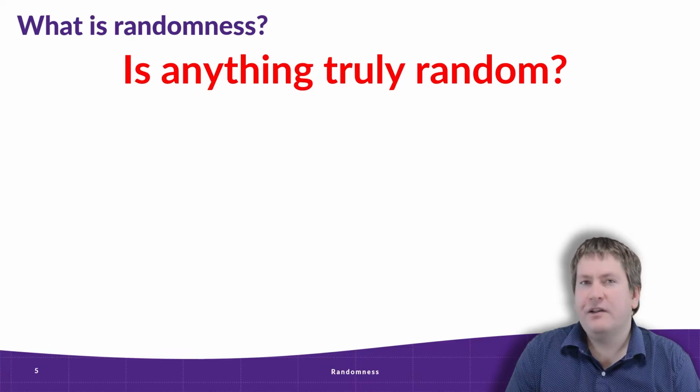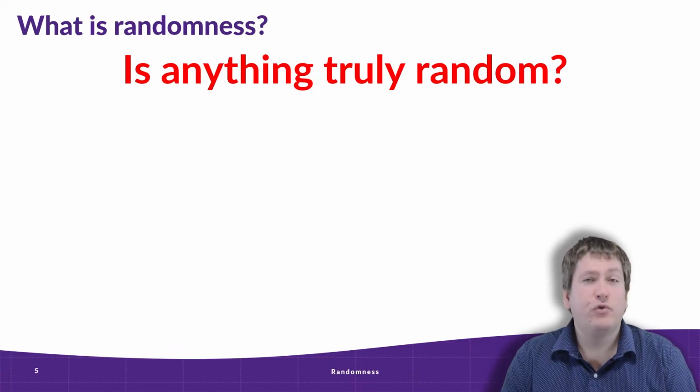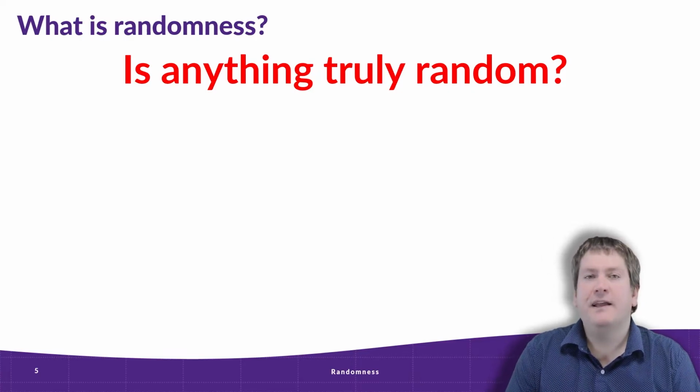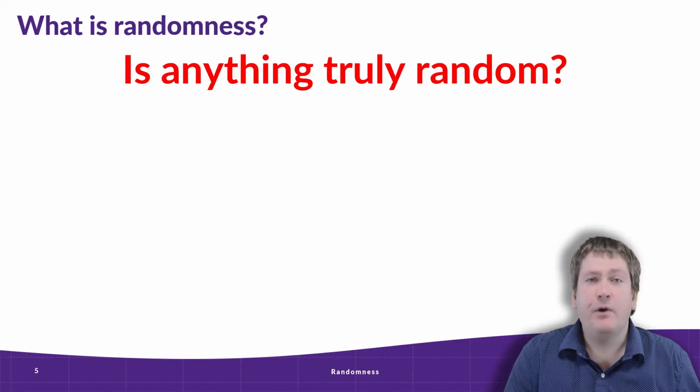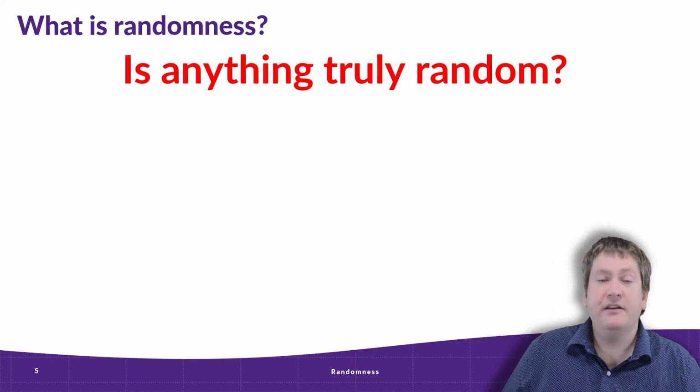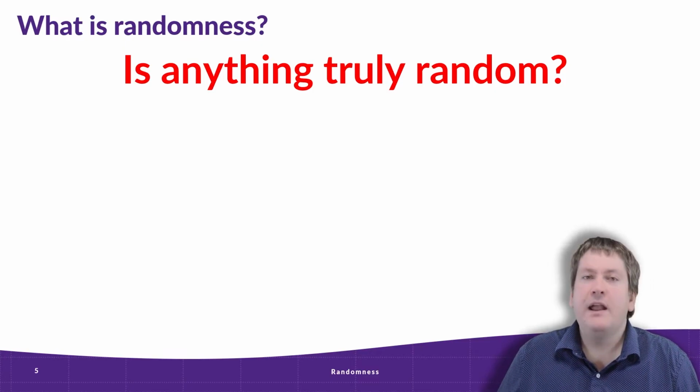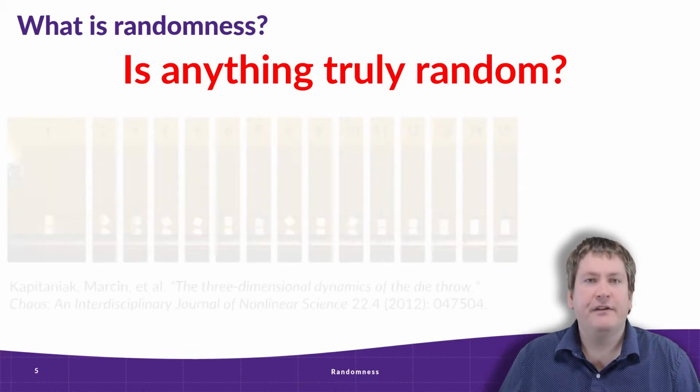Now, it does raise the question a little bit though, is anything truly random? Are those lava lamps actually bubbling up in a random way? And is that dice throw that the Dice-O-Matic's making actually random? If we knew enough about the environment, the conditions that the dice is currently in, and the exact dynamics of the dice, could we predict what that dice throw would be? And there has been some research into this.